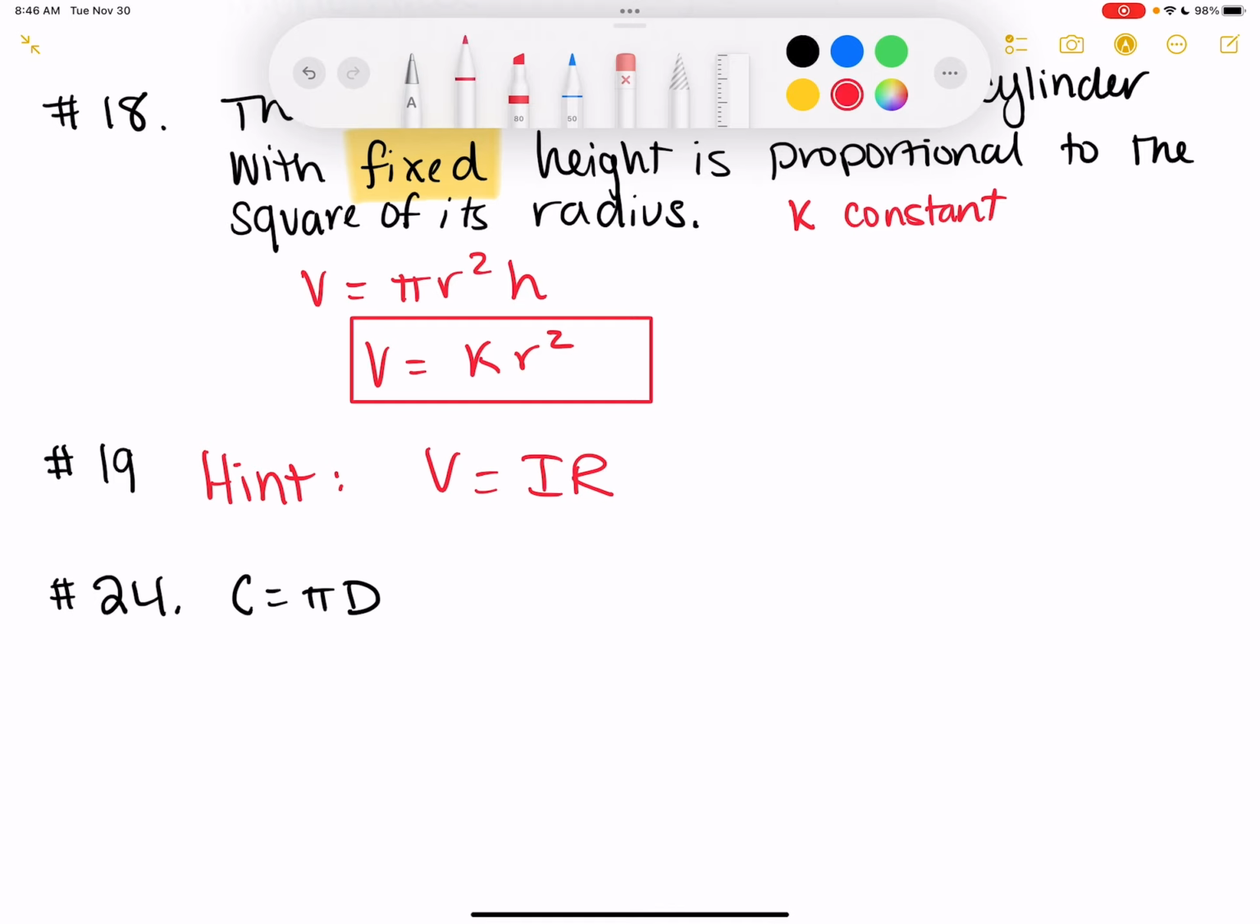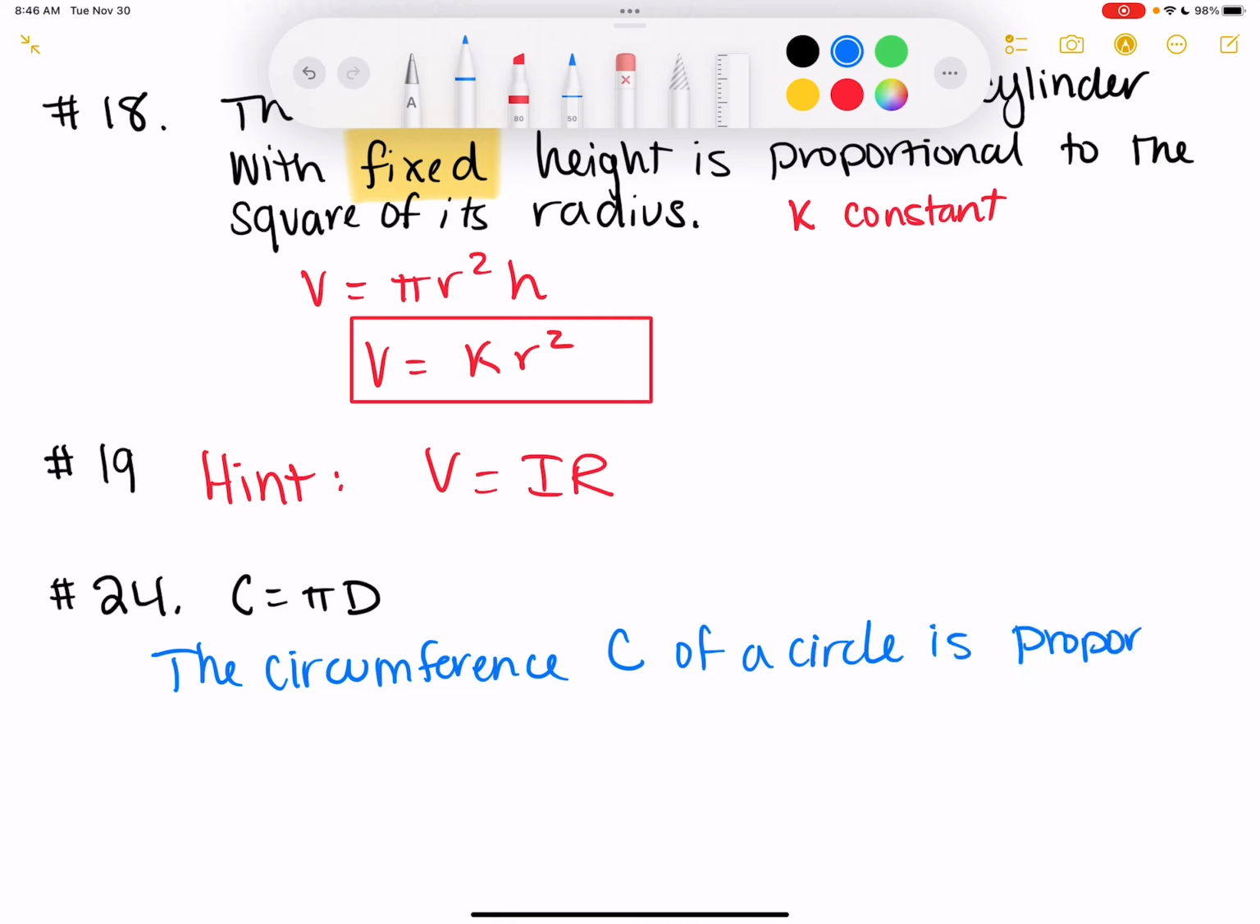Okay, it's pretty close to what I'm looking for. The circumference C of a circle is proportional to its diameter d with constant of variation pi. That's too mathy.